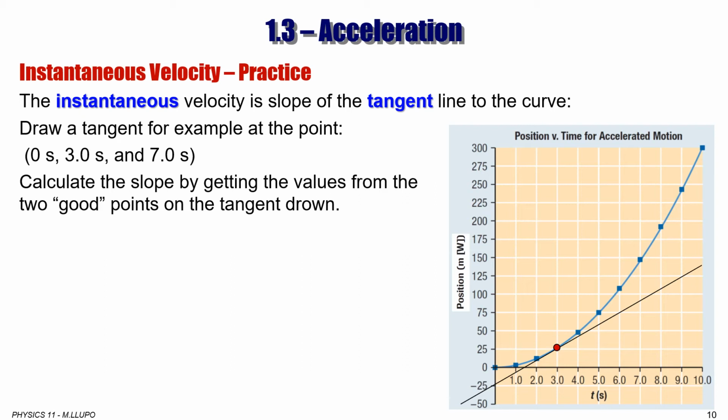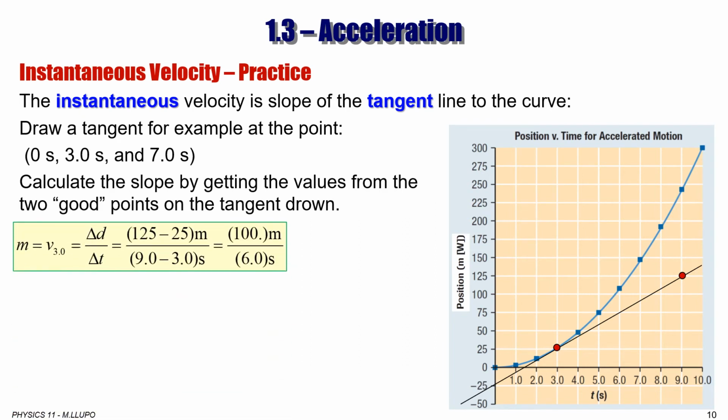Then you look for another good point on that line. A good point would be, for example, 9. You clearly see that 9 seconds corresponds with a value of 125 meters west. So then you have 2 points. The slope is final minus initial, or y2 minus y1, or d final minus d initial divided by t final minus t initial. So 125 minus 25 divided by 9 minus 3. The value will be 16.7, which is positive, in meters per second west.